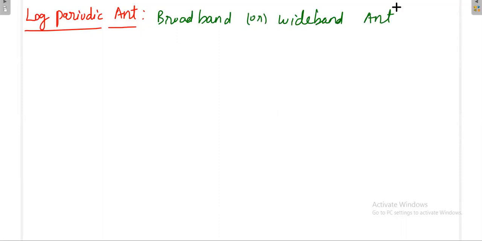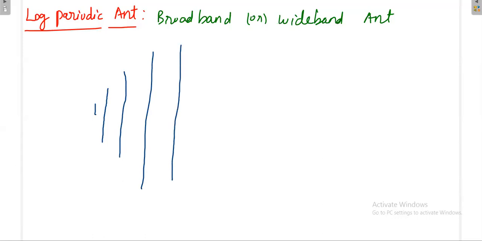Then what is the structure of the log periodic antenna? It's very simple. Say first I take one conductor like this. I increase the length of the conductor like this, like this, like this. I can keep on going. Now this is my source. I'm connecting here and making a criss-cross connection like this.